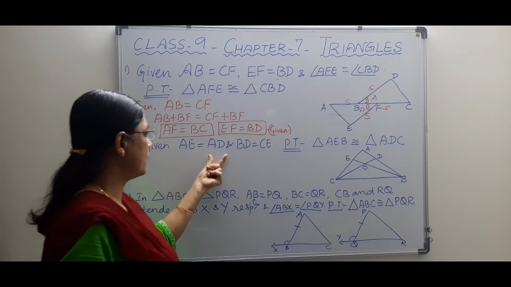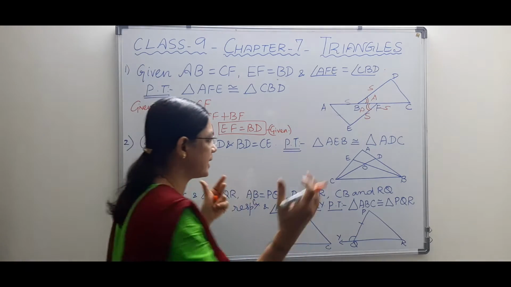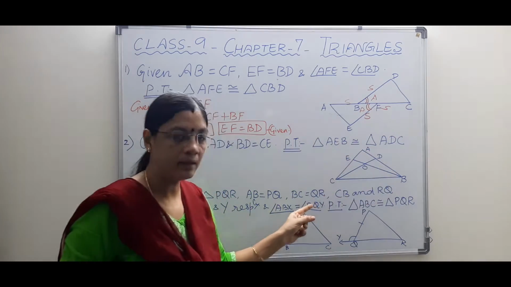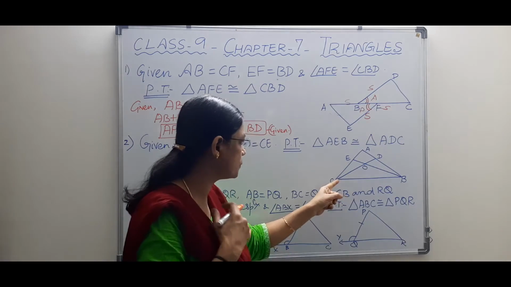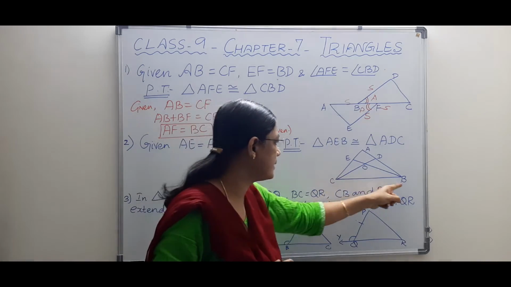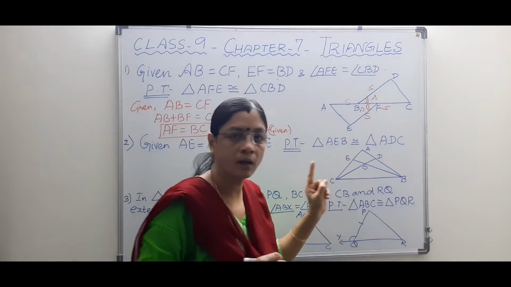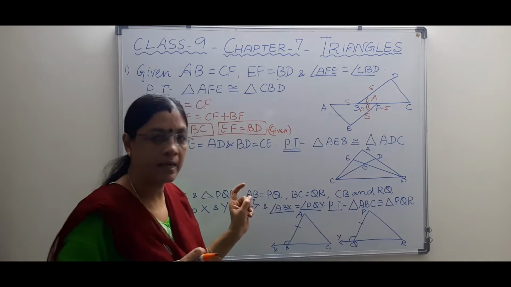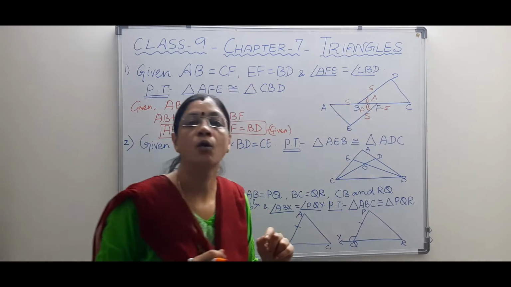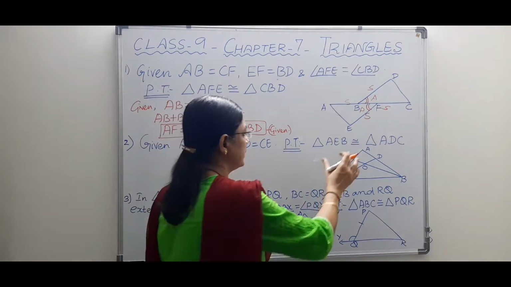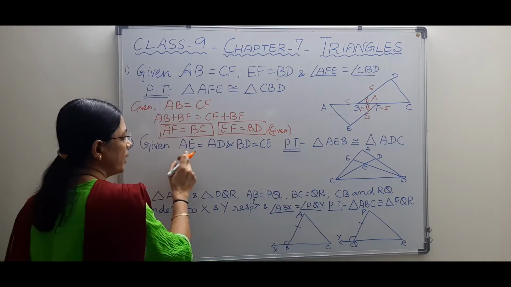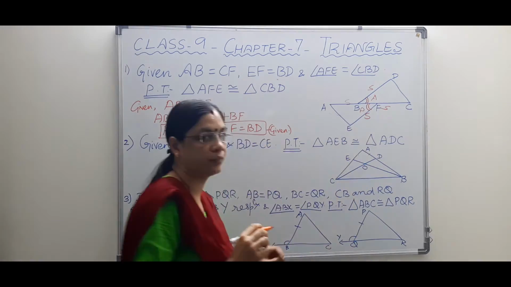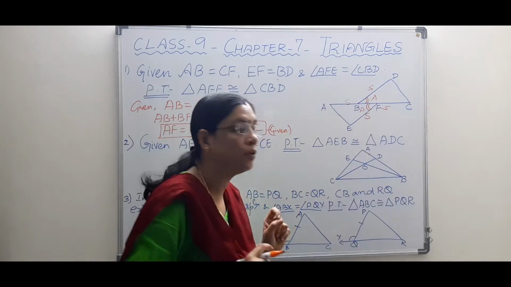Given AE is equal to AD. See, first analyze the diagram here. ABC is a triangle, and from the 2 vertices B and C I have drawn lines, and they meet AB and AC, and they meet at O. So we have all these things, and they have given you AE is equal to AD, the small portion.